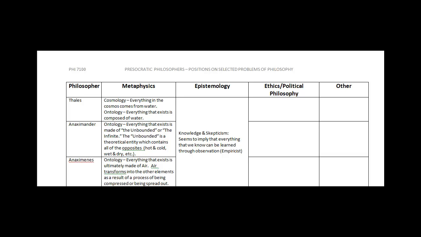Now let me just give you an overview of what the chart looks like. In the first column, the name of the philosopher appears. And then the next columns, I have metaphysics, epistemology, ethics, and political philosophy. Those are the basic areas that we're looking at in the course. So if the philosopher is talking about a particular problem, I wanted you to put notes in the cell under the appropriate branch of philosophy.